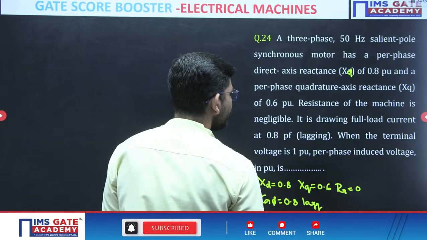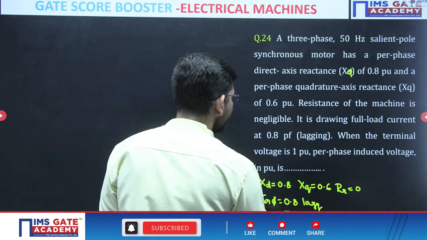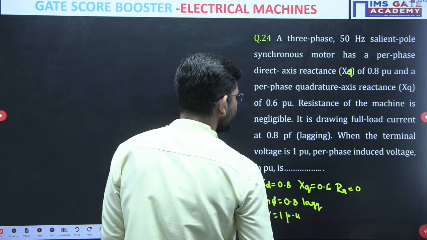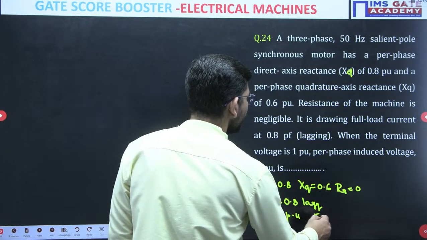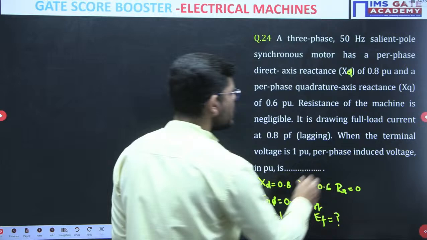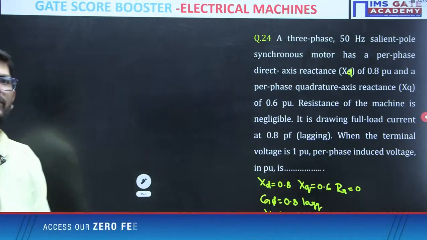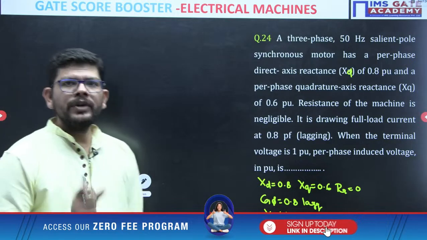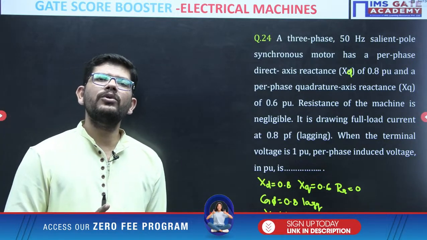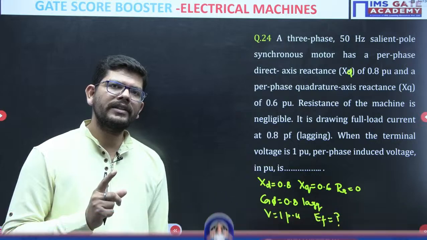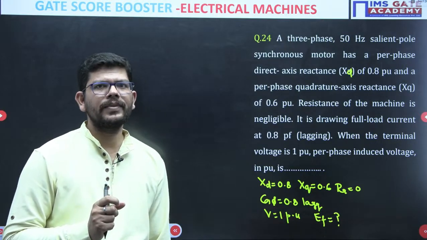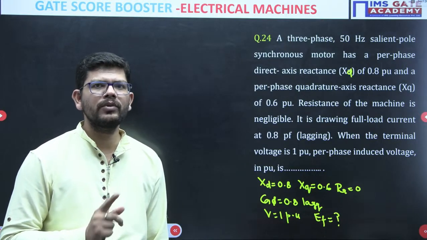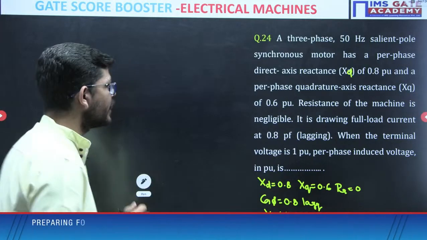When the terminal voltage is 1 per unit, the per phase induced voltage will be, you have to find EF, right? So you need to practice how to draw the synchronous motor phasor diagram. You need to practice that.